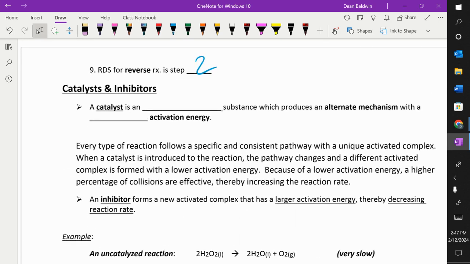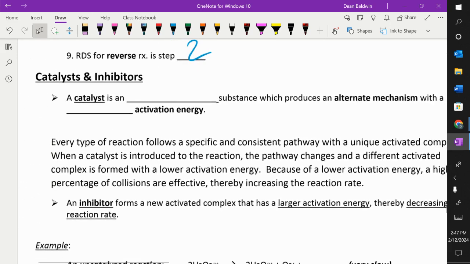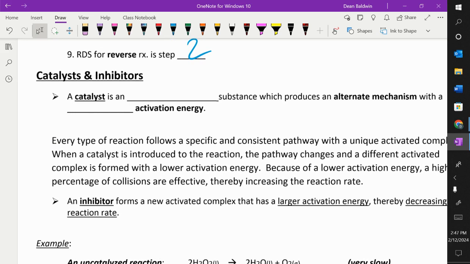Catalysts. So we've talked about catalysts. They change the activation energy. Why do they change the activation energy? It's because they change the mechanism. Okay? So catalysts change the activation energy by changing the mechanism. They give you an alternate path, essentially.